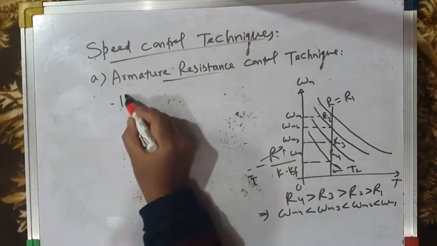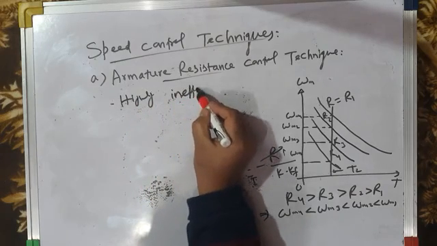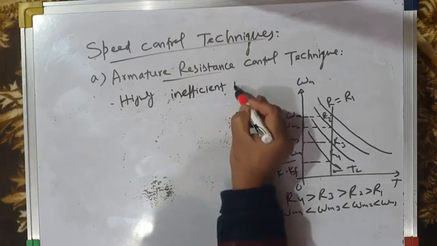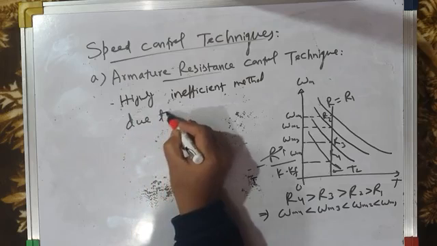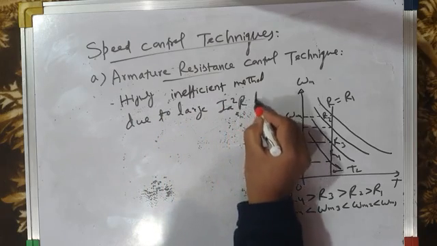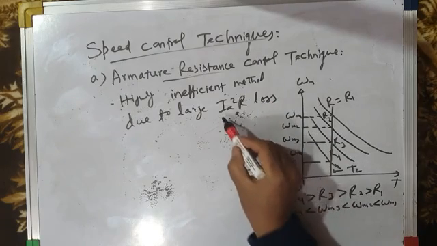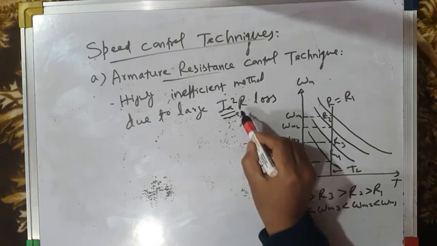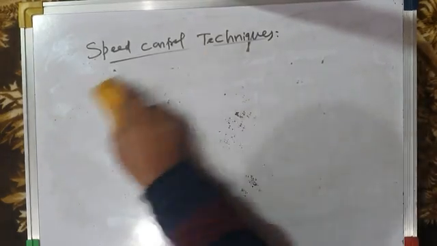The drawback is that it is a highly inefficient method of speed control due to large Ia square R loss in the resistance. When you put external rheostat or resistance in series, it carries the full load motor current IA, and there will be large Ia square R loss, and hence efficiency of this method is very, very poor. So that's why this method is not very popular.